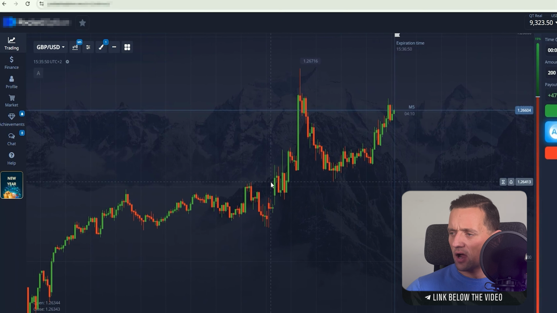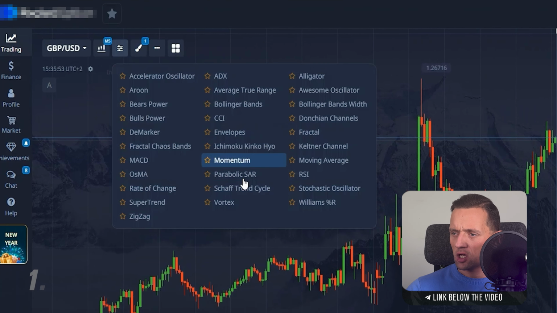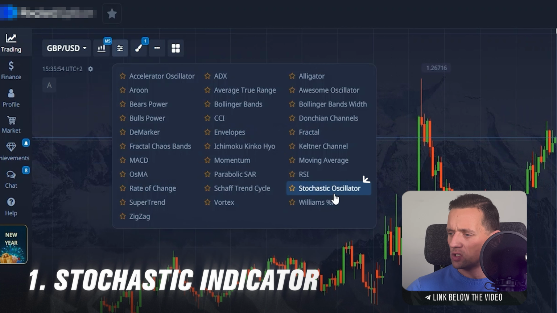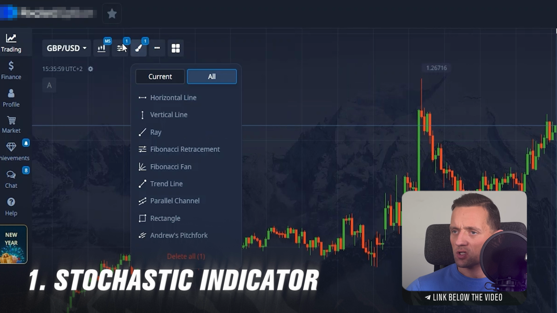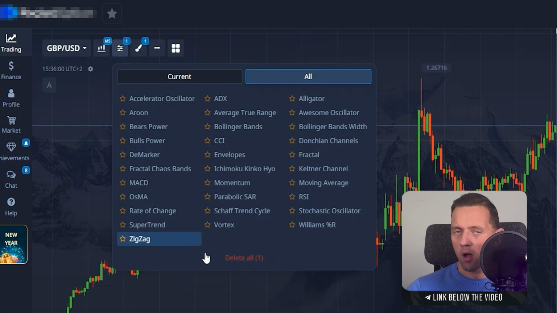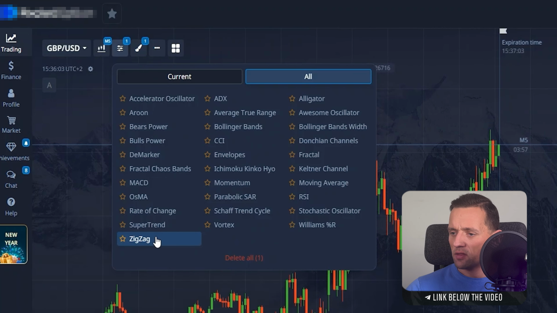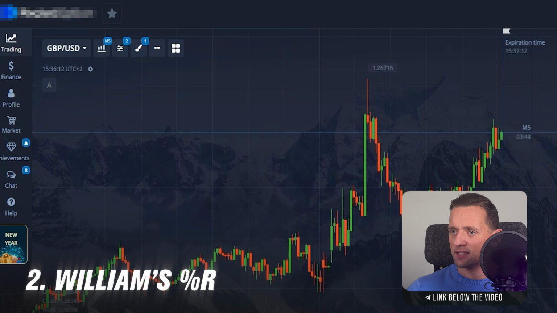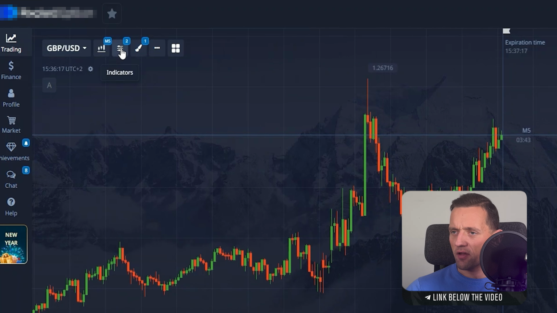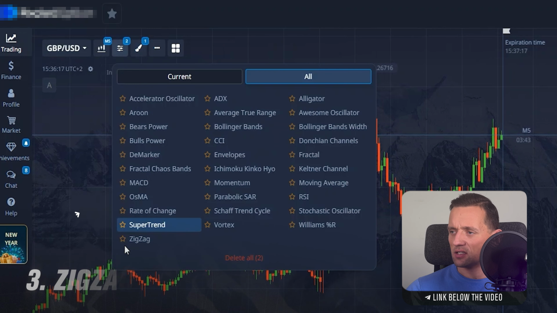So let's start. The first indicator will be the stochastic indicator, which is great for overbought and oversold signals. So this is a gauge for price temperature in markets. Now let's go to the second indicator. The second indicator is Williams Percent R. Name it how you like, but that's how it's pronounced. And the third indicator is the zigzag indicator.